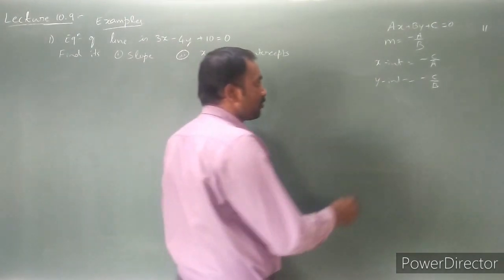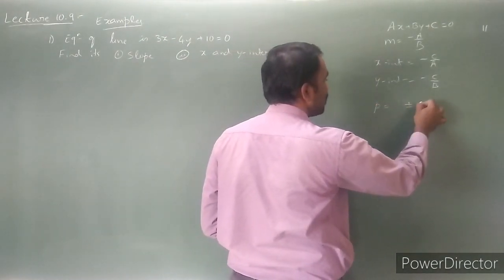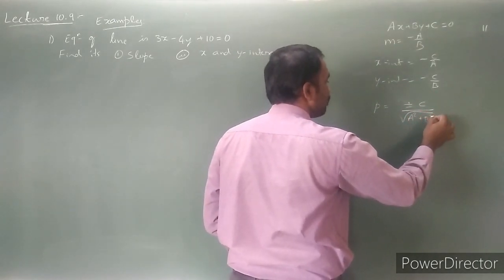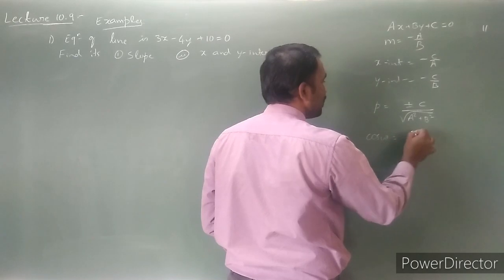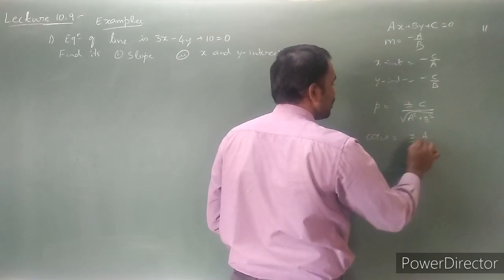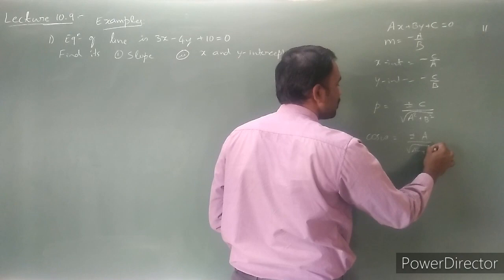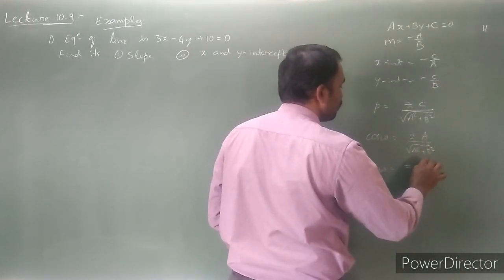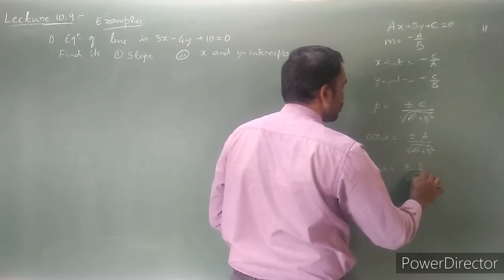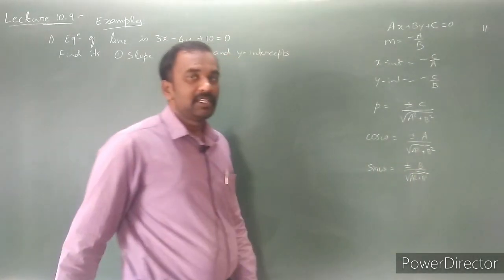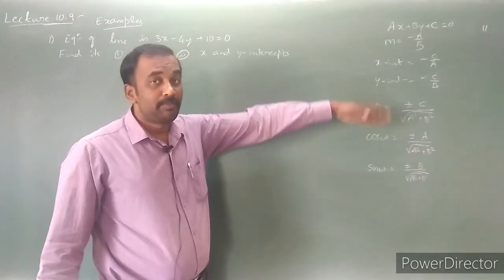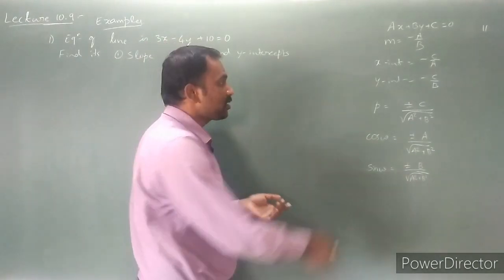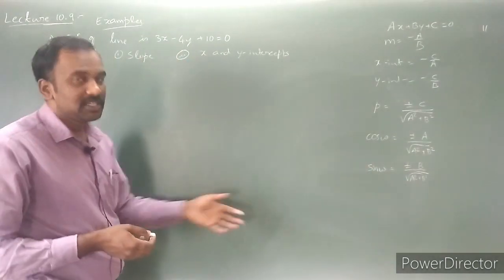And apart from that, to convert to the normal form, p is equal to plus or minus c divided by root of a square plus b square. Cos omega is plus or minus a divided by root of a square plus b square. Similarly, sin omega is plus or minus b divided by root of a square plus b square. Actually, in the examination, they will not ask to find the p value, sin value, cos value. They will ask to reduce. Reduce means the process we need to do. That we will see in the next one.